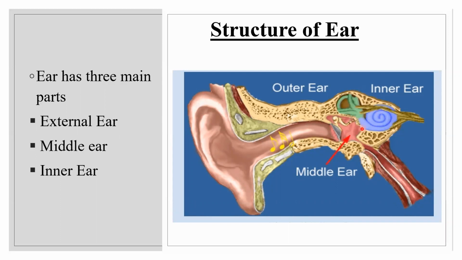And this is called the inner ear. It is composed of three parts. The first, middle part is the vestibule. These are three semicircular canals, and this coiled tube is called the cochlea. Now we will discuss them one by one.